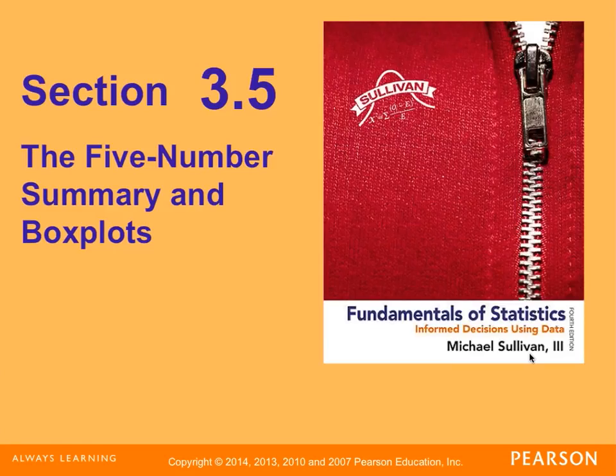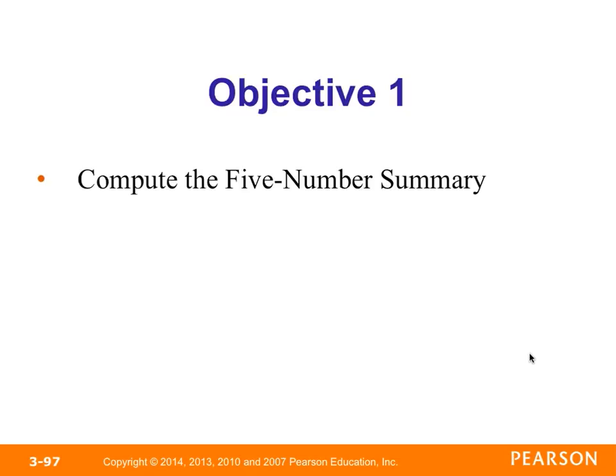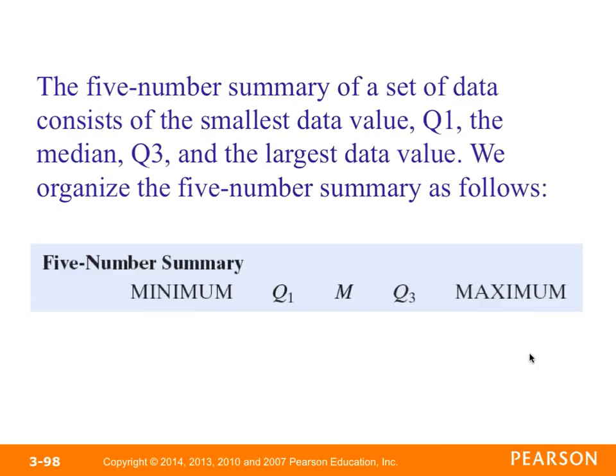Okay, now section 3.5, this is the last section. This talks about the 5-number summary and box plots. Basically it takes all of the information that we just learned in 3.4 and puts it in a different format. In order to compute the 5-number summary, you just need to find these 5 summaries. You need to find the minimum, which is really easy. That's just your smallest observation. You also need to find the maximum, which is your largest.